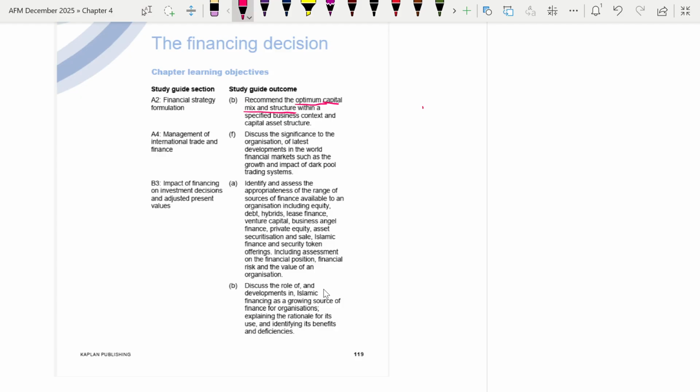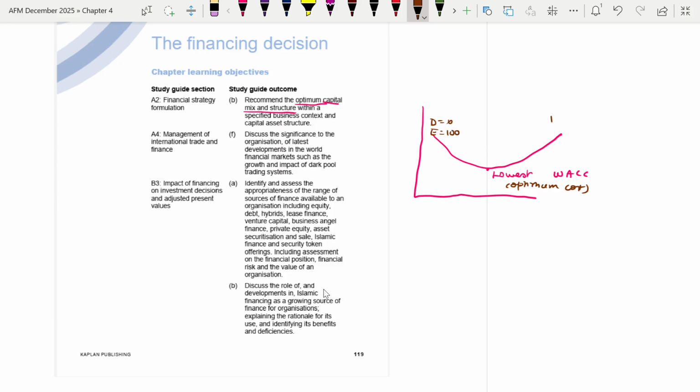You will have one graph where we are talking about the calculation of the weighted average cost of capital. The point where the weighted average cost of capital is the lowest is otherwise called the optimum cost of capital. Here at this point your debt is going to be 0 and equity will be 100%. Here the debt will be 100%, equity will be 0.